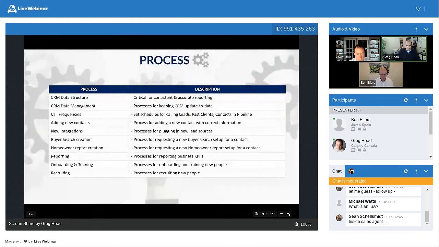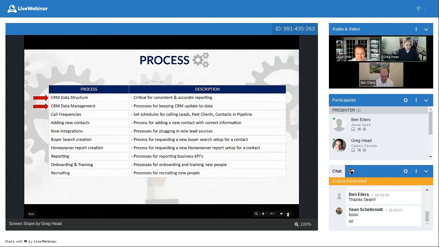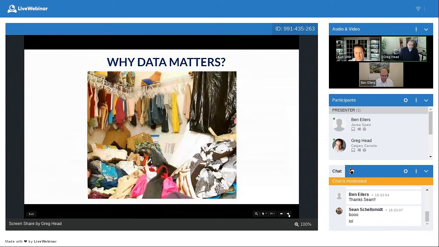Okay, processes. Oh, who's excited for this? Every agent. This is the most sexy, shiny thing at all. Joking. In the essence of time, we're going to go through two processes here, around data structure and data management. You can go back to the recording to look at some of these other things. This is the least shiny, but one of the most important things.